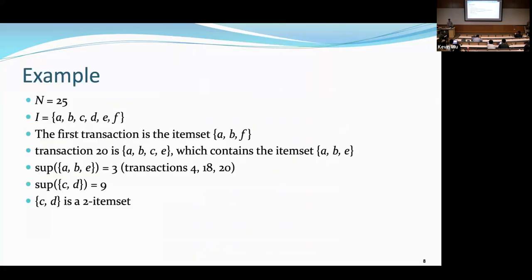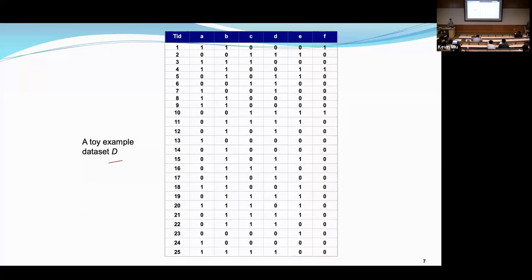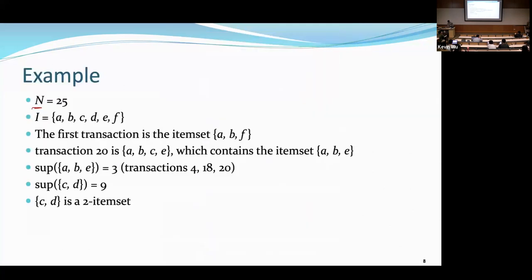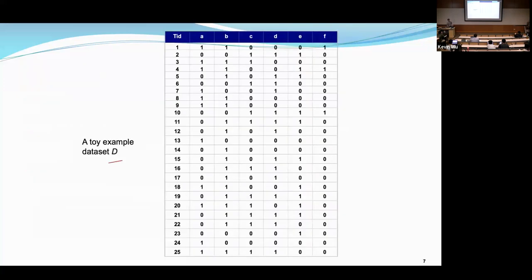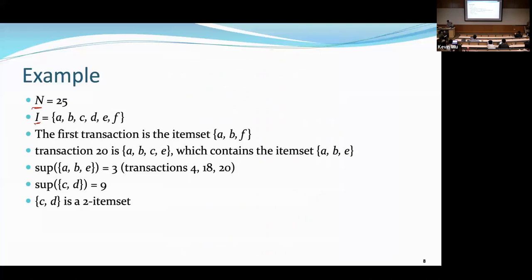All right, now, from this data set, let us take a look at some of the definitions or notations that we have. N, which is the number of transactions in the data set, is 25 because there are 25 transactions here. And I is the set of all items that are carried by the supermarket. So in this case, we have 6 items, A, B, C, D, E, F. So this is the set of all items I. Again, in practice, I could be much larger and could be much bigger.